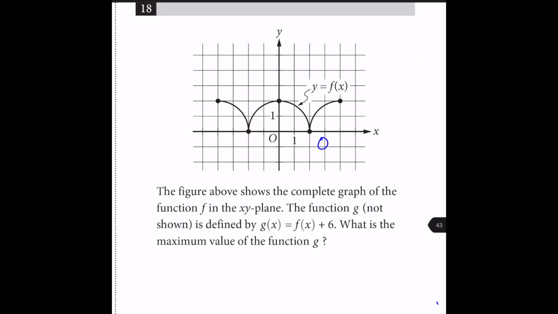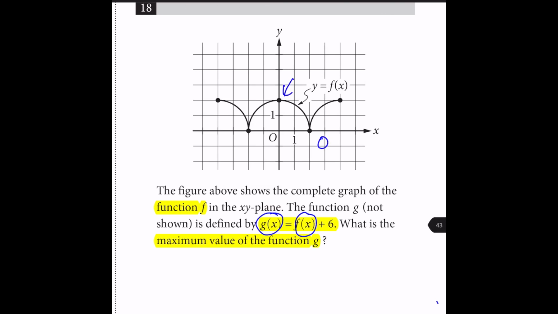which would be your answer. In question 18, you have a function f that is given in the graph, and you have to find the maximum value of function g based on this equation. So to find the maximum of g(x), we need the maximum of f(x), so we can add it to 6. If we look at the graph, the maximum value f(x) can get is 2, because this is 1 and this is 2. That means the maximum value of g(x) is going to be 2 plus 6, and that is equal to 8. So 8 is the answer.